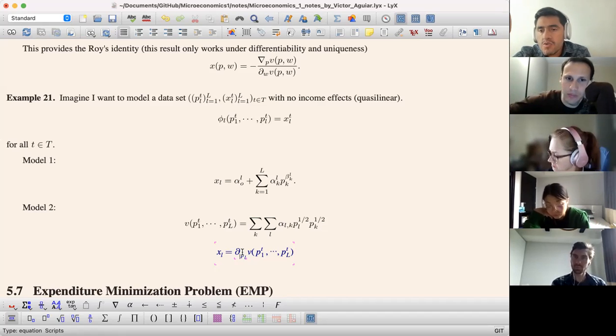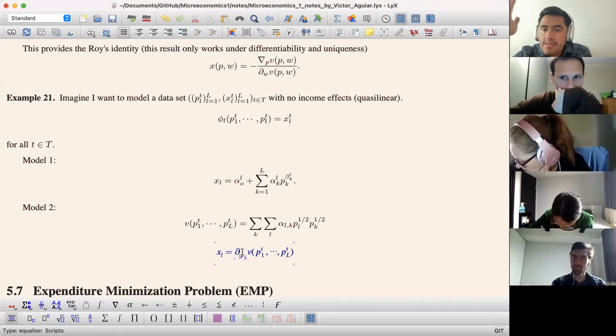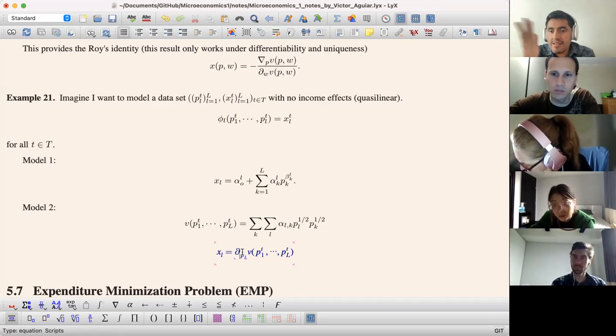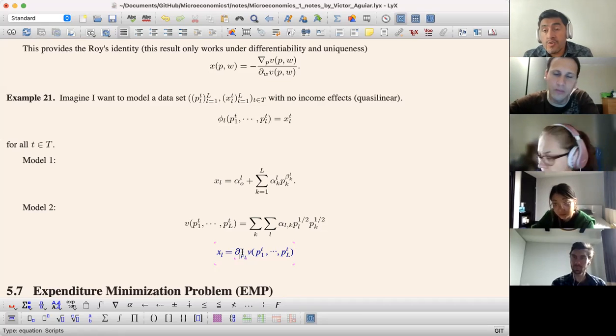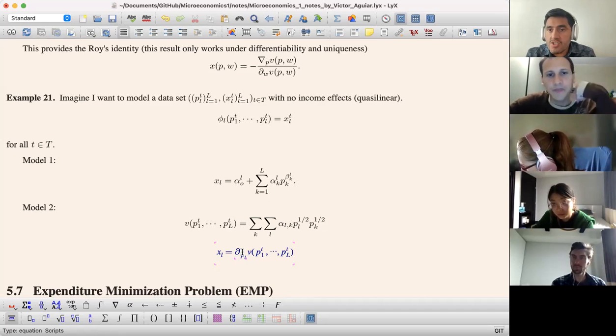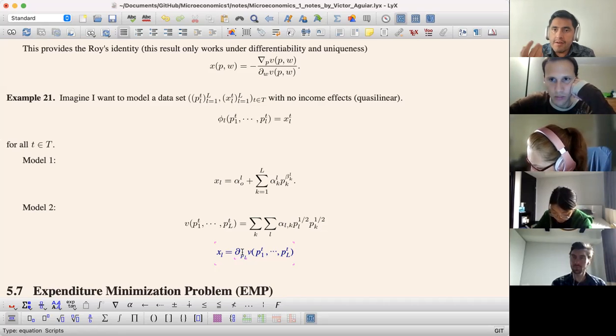But this is the force of rationality, and it's both a blessing and a curse. It's a blessing in the sense that it's going to make any complex model very simple. But it's a curse in the sense that it may sometimes be too simple. And that's a little bit the current research, okay? Whether we can model complex behavior such as investment using just a single scalar object. But that's Roy's identity here, okay?